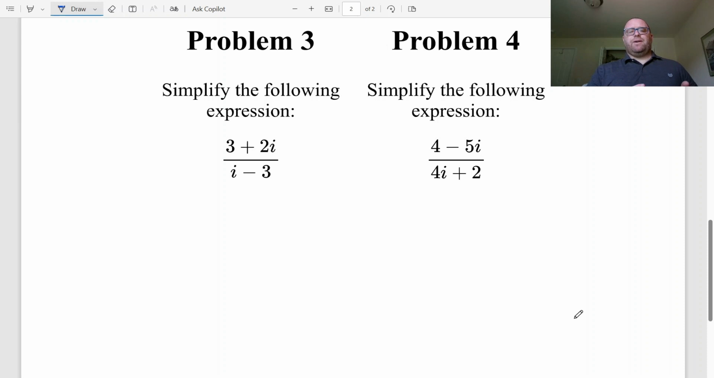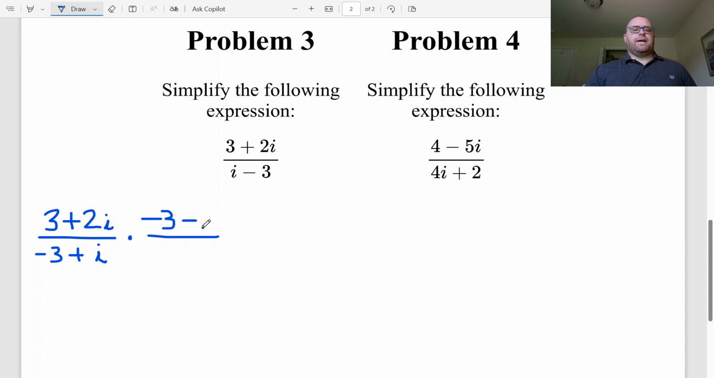And also, when you're doing that, be careful when you're doing this one, because we have an i first before the real part. So be careful when you come up with the complex conjugate. So let's take a look at this one. We have 3 plus 2i over i minus 3. We want the i's to cancel out. So another way we could write this is negative 3 plus i. That's going to allow us to see what the complex conjugate is a lot easier. So we're going to multiply by negative 3 minus i.